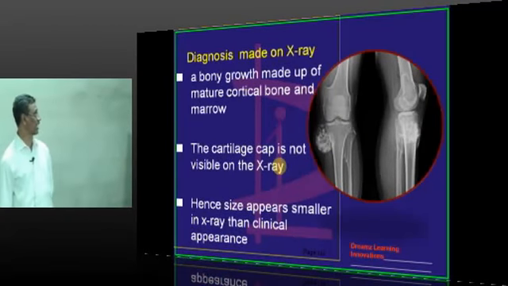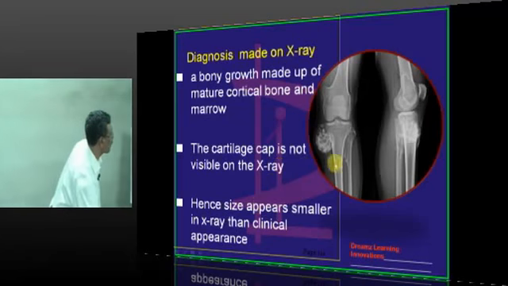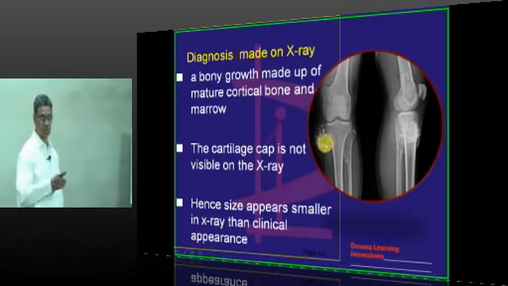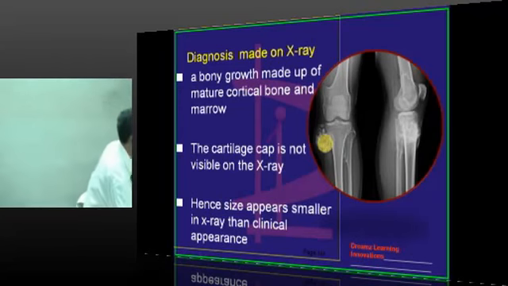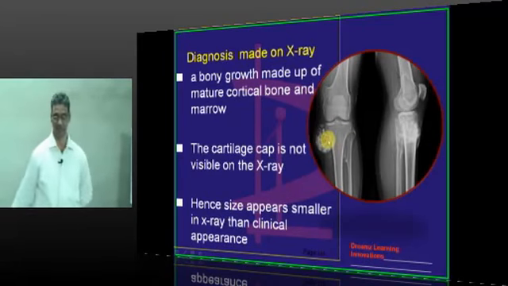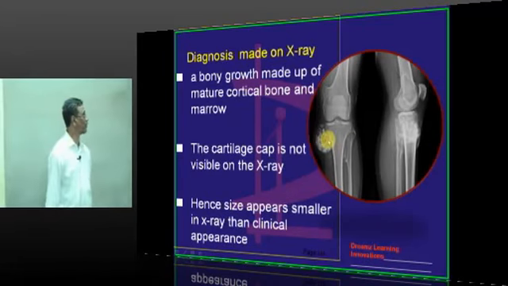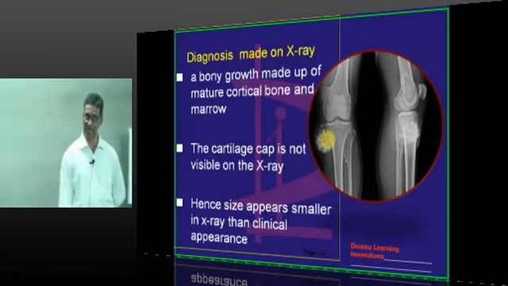Diagnosis is made by X-ray, where you can see the typical mushrooming of the osteochondroma. It is a bony growth made up of mature bone: the cortex of the tumor and the cortex of the bone are continuous with each other, and medulla and medulla are continuous with each other. The cartilage cap is not visible on X-ray because it is not calcified, hence the size appears smaller on X-ray than in clinical appearance.